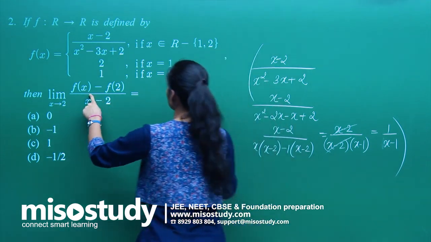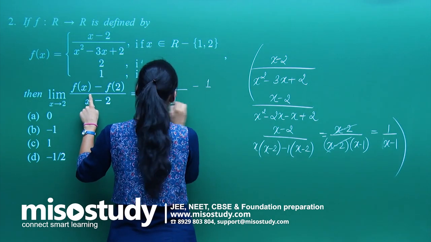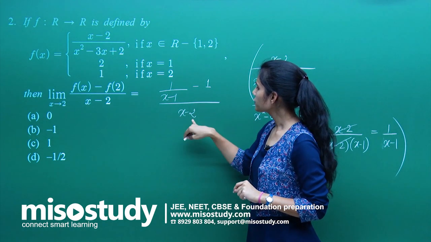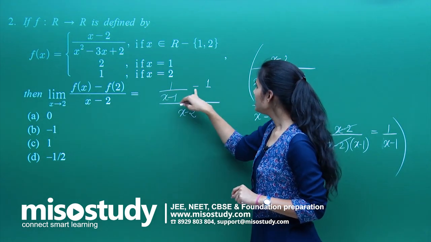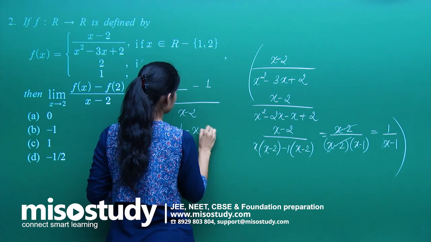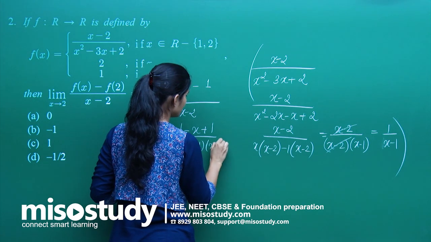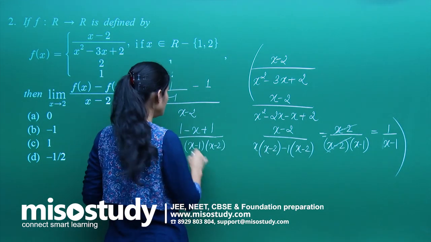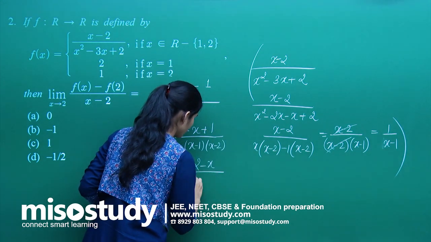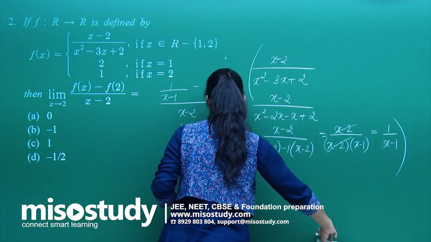Now plug in place of f(x) over here. So this is 1 upon x minus 1 minus f of 2. f of 2 is 1. Whole upon x minus 2. So what you get is 1 upon x minus 1 minus 1 whole upon x minus 2. So I should write 1 minus x plus 1 whole upon x minus 1 into x minus 2. So this becomes 2 minus x whole upon x minus 1 into x minus 2. I can write this as minus of x minus 2.